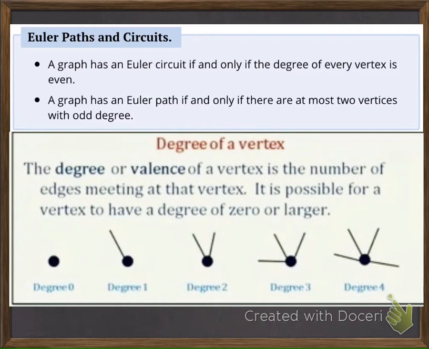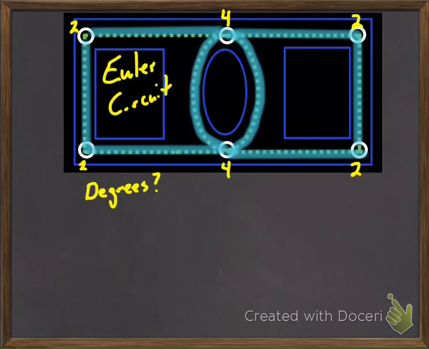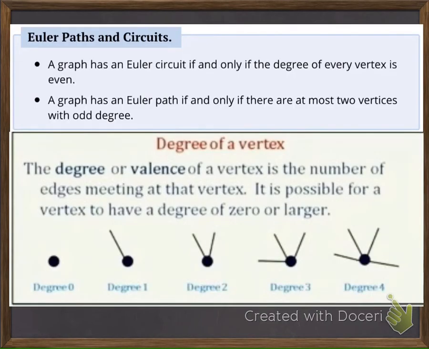So here's a fact about an Euler path or a circuit. These are actually theorems. A graph has an Euler circuit if and only if the degree of every vertex is even. So if we go back to that one, this is an Euler circuit because all of these vertices have even degrees. So that's the only way you can get an Euler circuit. Otherwise, it doesn't work. A graph has an Euler path, like the ones we looked at earlier on, if and only if there are at most 2 vertices with an odd degree. And we're going to look at an example of that.